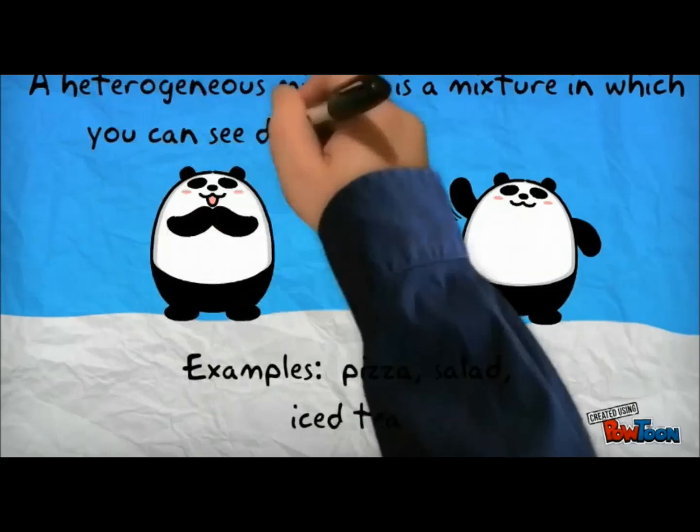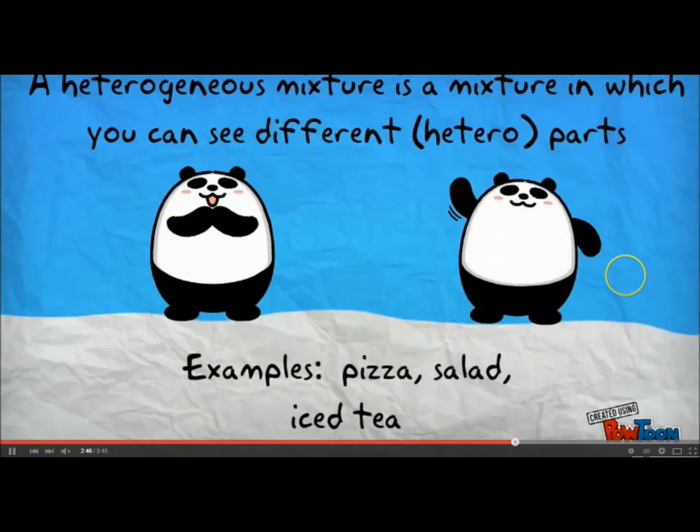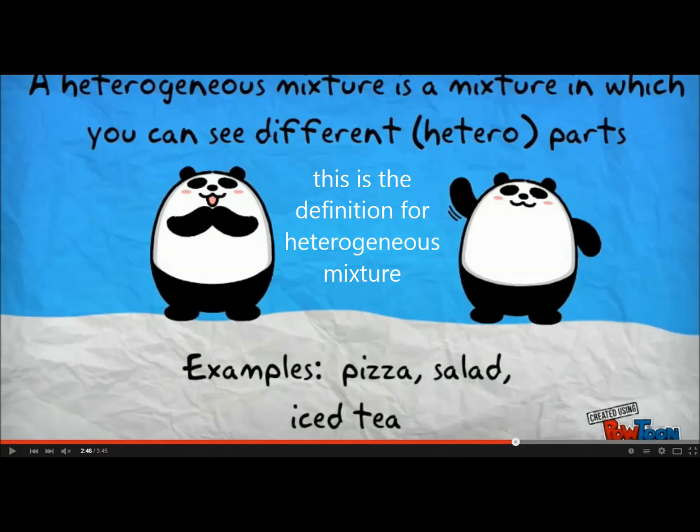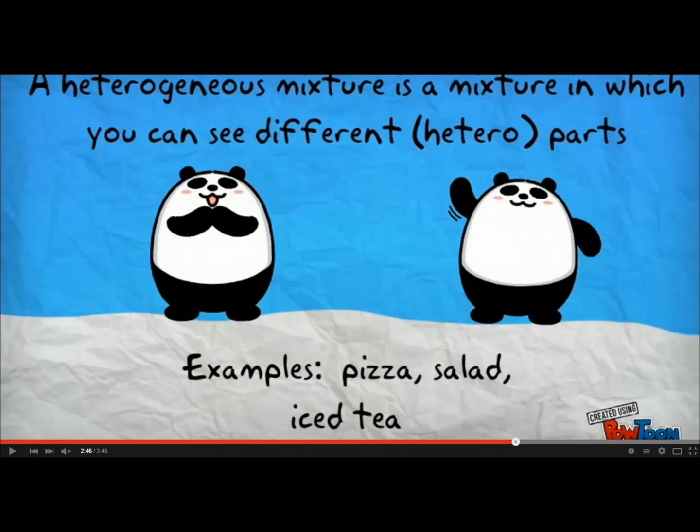Okay. Excuse me, a heterogeneous mixture is a mixture where you can see the different parts. Again, use your prior knowledge here. The prefix hetero means different. Okay, so just like a heterosexual person likes people of the different sex, a heterogeneous mixture is a mixture where you can see the different parts.